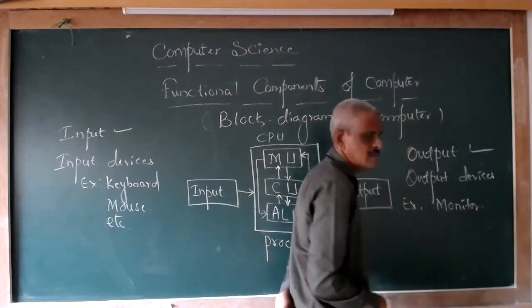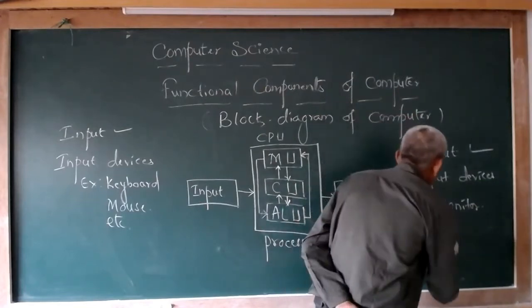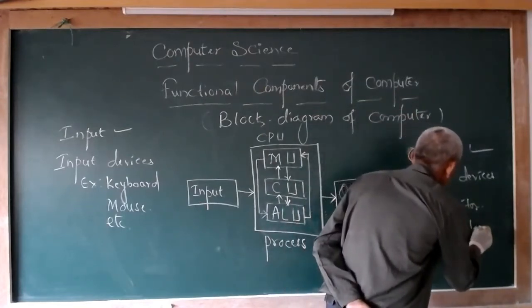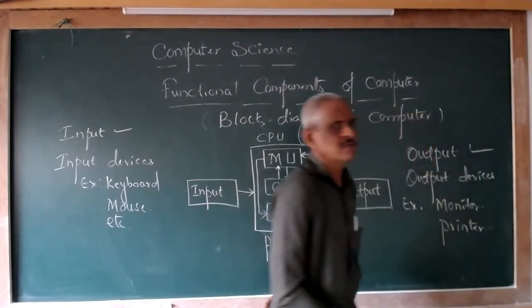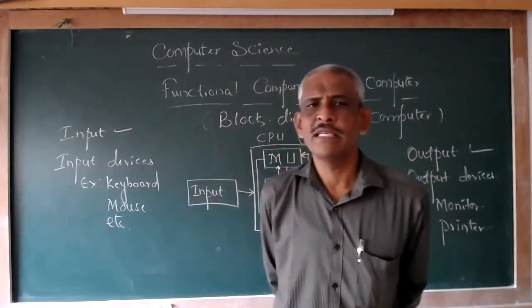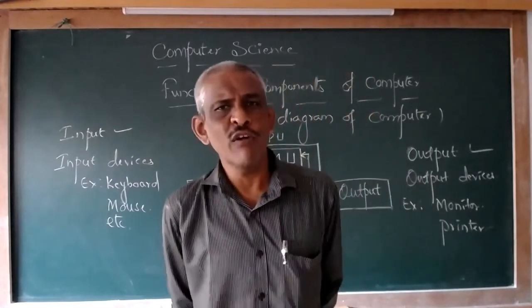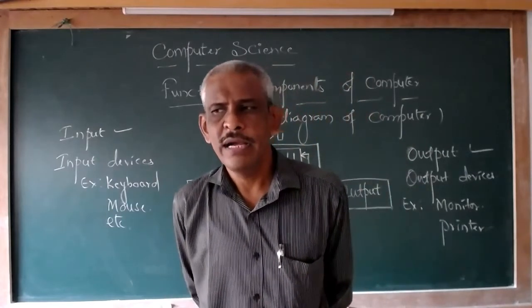Monitor, right? Printer. Monitors and printers are the examples of output devices.